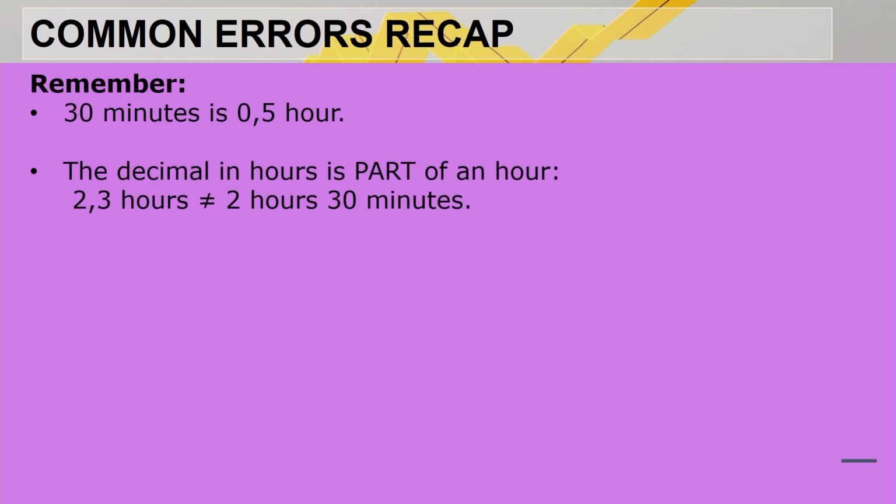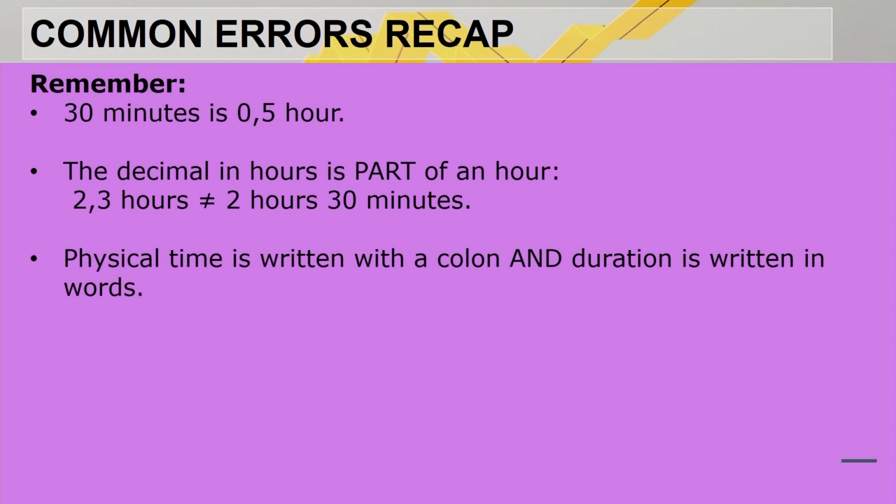The decimal in the hours is part of an hour. So 2,3 hours is not 2 hours and 30 minutes. Physical time is written with a colon, and duration is written in words. Meaning, if I say 14:15 with a colon between the 14 and the 15, like that, it is physical time. And if I write 14 hours and 15 minutes, it is duration. Look at the difference there.